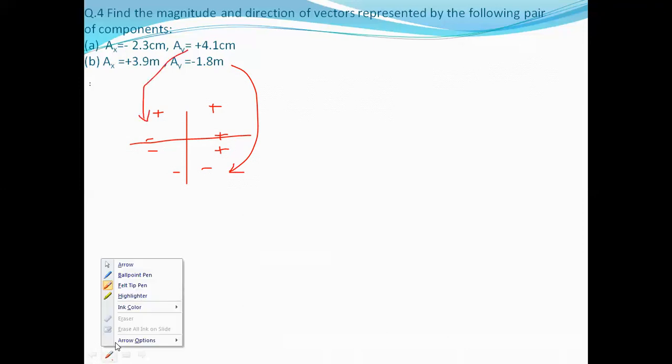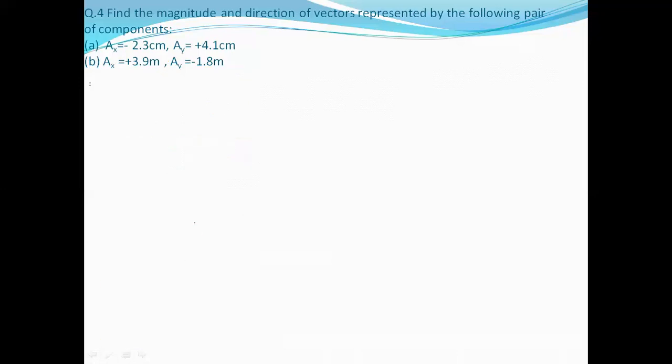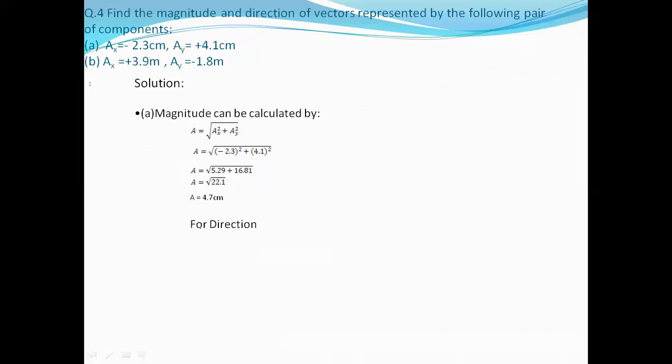So we have to solve it, that what is the magnitude of these values. The magnitude can be calculated by A is equal to under root ax square plus ay square. Putting the values of ax, it will be minus 2.3, the value of ay, which is equal to 4.1 square. Putting the values of square, we will get 5.29, and the value of ay square, it will be 16.81. Adding up the values, we will get 22.1. Taking under root, we will get the answer, which is 4.7 centimeter for the first value.